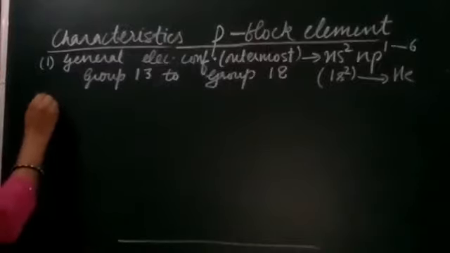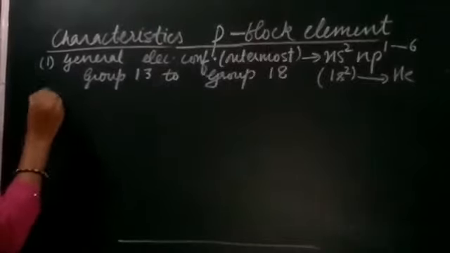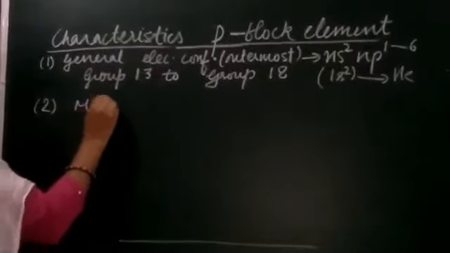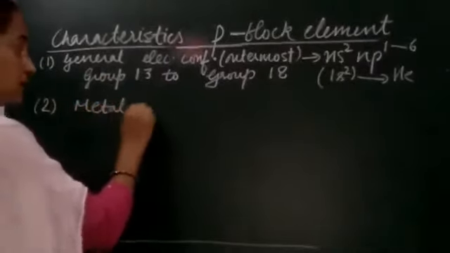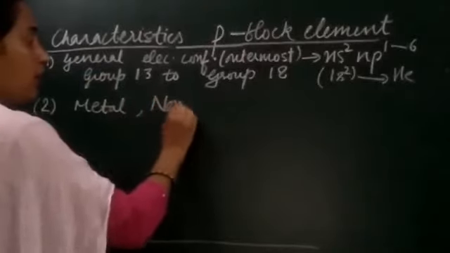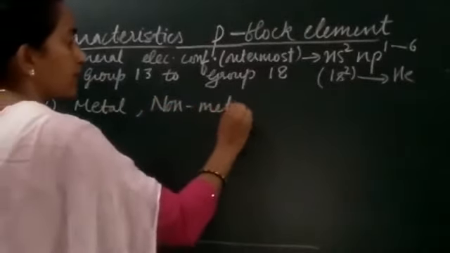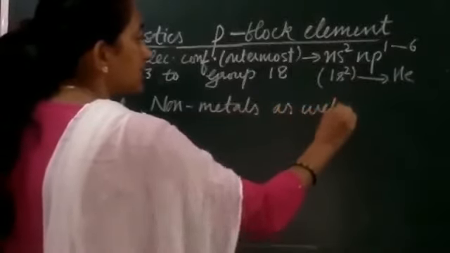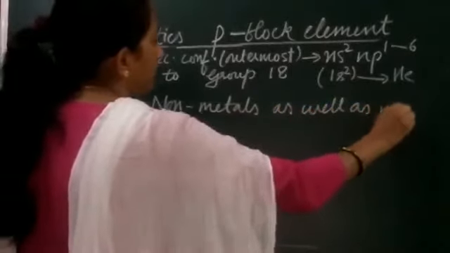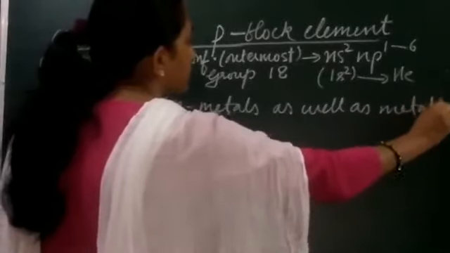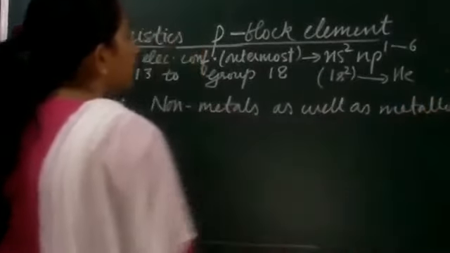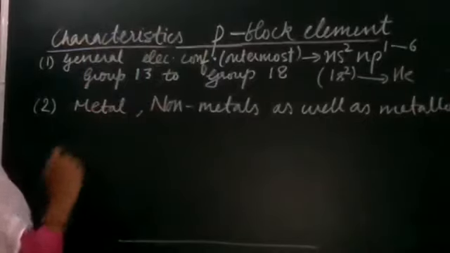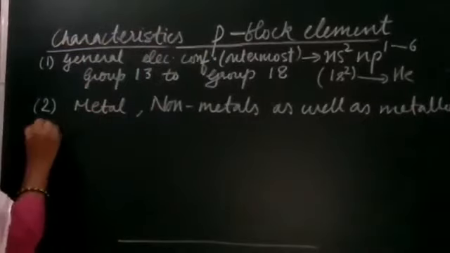Now second is that this is the only group which will include metals, non-metals, as well as metalloids, right? So this group of elements includes metals, non-metals, as well as metalloids.